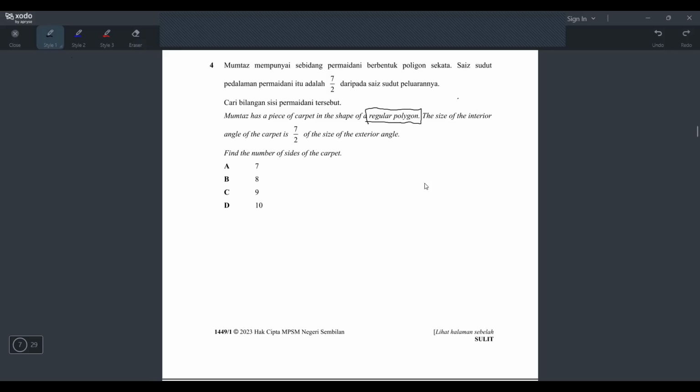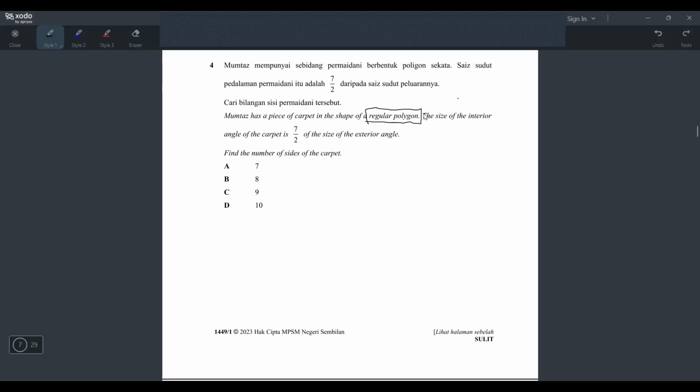So let me draw one shape like this. So this is a pentagon. 1, 2, 3, 4. This is a pentagon. Okay, but this is not a regular pentagon. It's an irregular pentagon because all sides tak sama panjang, right? It means all the sides tak sama panjang, all the interior angles also tak sama. But if all sides sama, then all the angles will be sama.